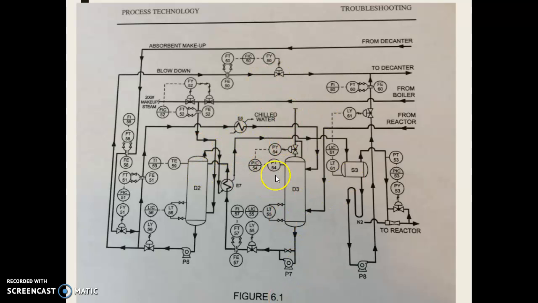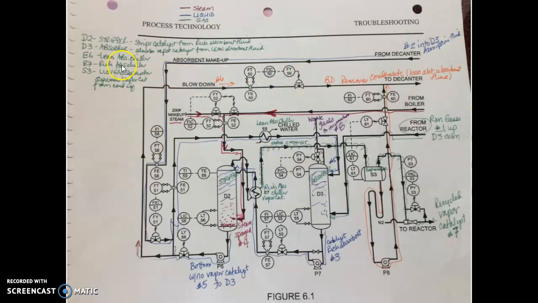Now, on the next page, I want to talk about the flow first. Even though we're not going to talk about all the normal operating conditions, I do want to talk about exactly how things start and where they go so that you can understand this. So let's start with the equipment first. D2 is the actual stripper, and D3 is the absorber. E6 over here is the lean absorbent chiller. We'll talk more about that. E7 is the rich absorbent chiller. And S3 is the liquid gas separator, and it separates the vapor catalyst from the condensed liquids.